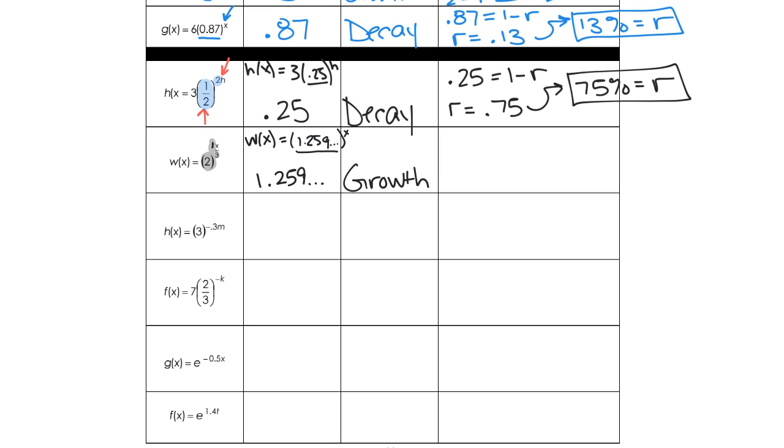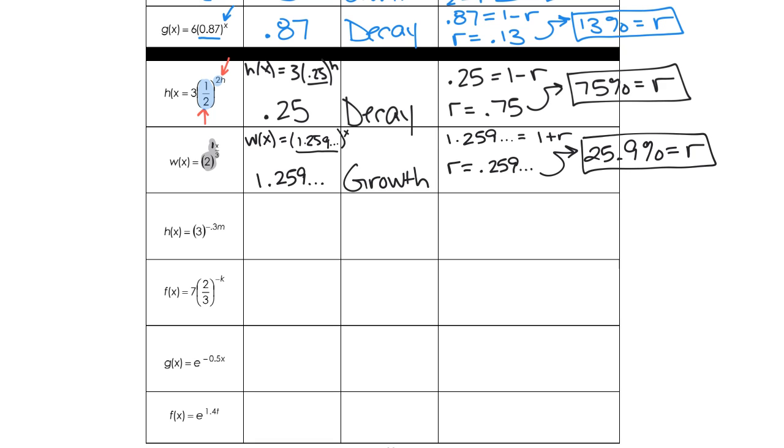And because it's growth, we're going to take that decimal and we're going to put it equal to 1 plus r because of the growth. All we have to do is subtract 1, and so now we have an r value equal to 0.259... Change it to a percent, and that's going to be 25.9%. And that's our r value, or our rate of change, or rate of growth in this case. Okay.